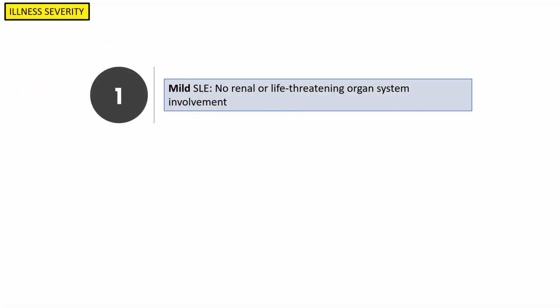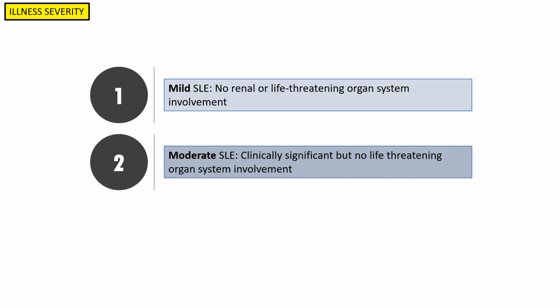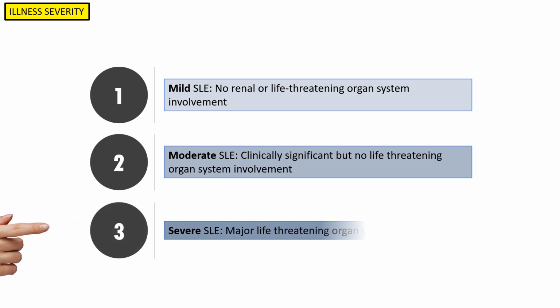According to severity, SLE can be classified as mild, moderate and severe. Mild SLE has no renal or life-threatening organ system involvement. Moderate SLE has clinically significant but no life-threatening organ system involvement, and severe SLE has major life-threatening organ disease.